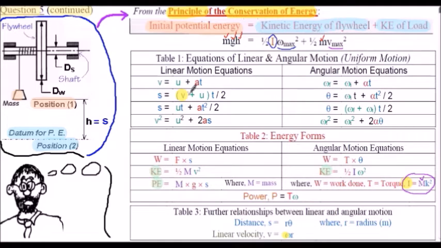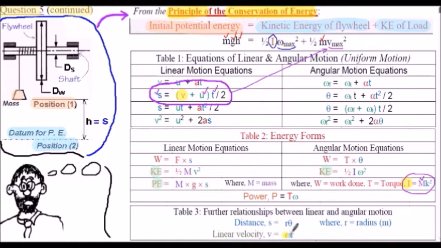Now referring to linear motion equations, in the questions, we're given the vertical distance travelled, which is the s in this equation. We know the initial velocity u, because that's going to be 0. And we're also given a time in the question, so we have t. So rearranging this equation here, I can find the final linear velocity, v. So I can find that term here.